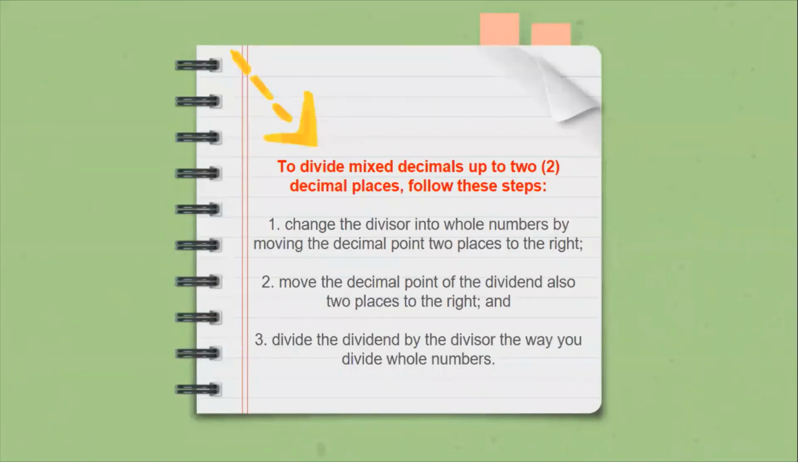Now, things to remember: to divide mixed decimals up to 2 decimal places, we need to follow the steps. Number 1, change the divisor first into a whole number by moving the decimal point 2 places, or however many places, to its right. We need also to move the decimal point of the dividend 2 places, or however many places you moved the decimal point of your divisor to the right. And lastly, that's the time that you could now divide the numbers as whole numbers.